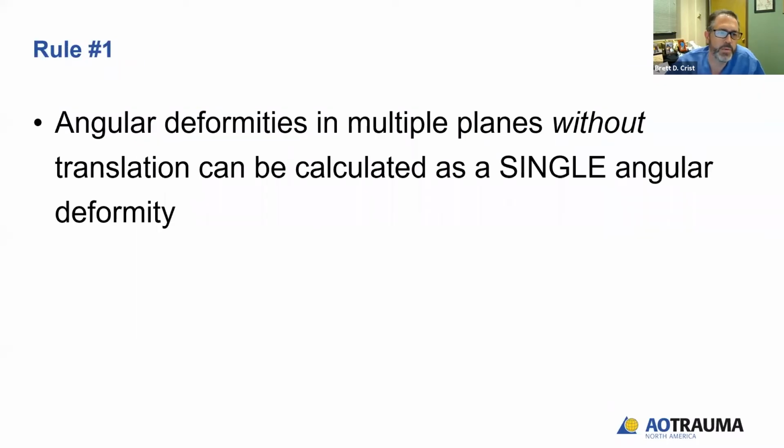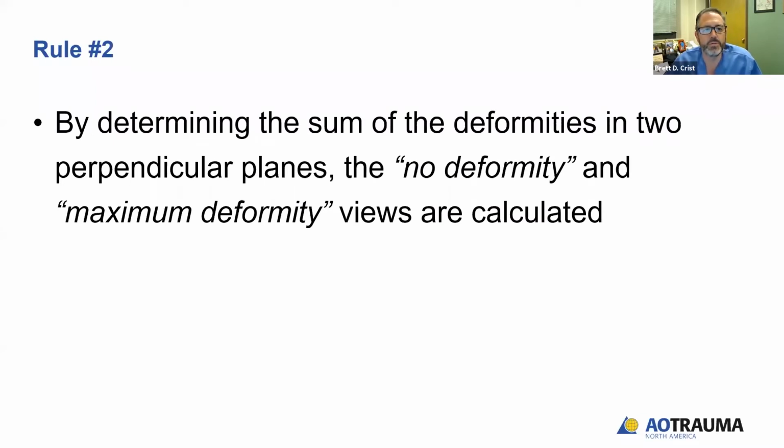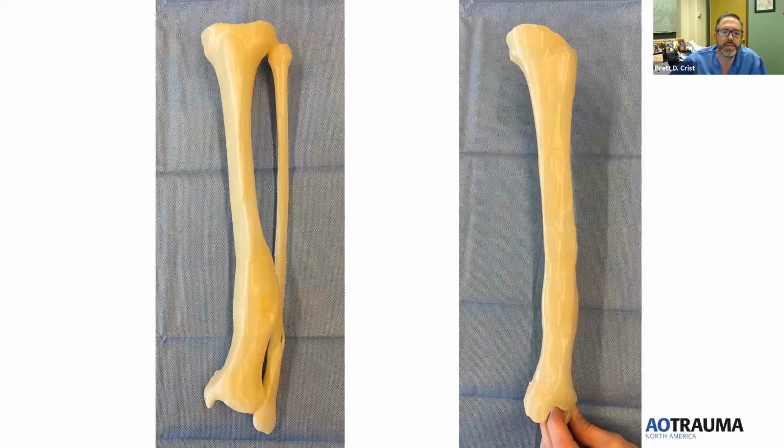And so this was rule number 1 from his talk: angular deformities in multiple planes without translation can be calculated as a single angular deformity. So that's important, that it does not have translation. Rule 2, by determining the sum of the deformities in 2 perpendicular planes, the no deformity, or where the deformity disappears, and then the maximum deformity views are calculated. And so this is that case that he created a 3D model. And you can see in both the AP and lateral views.